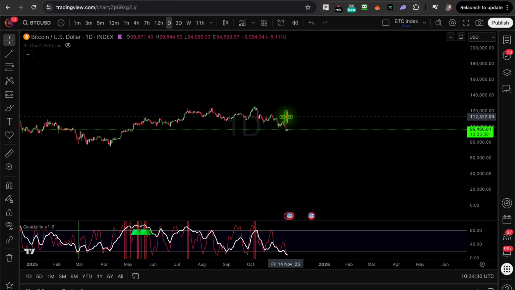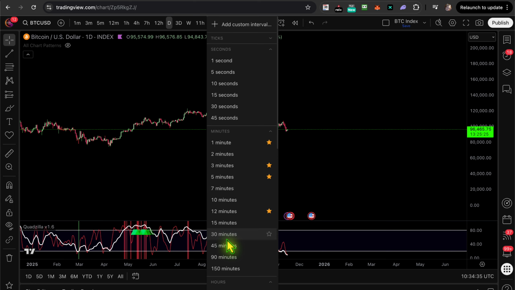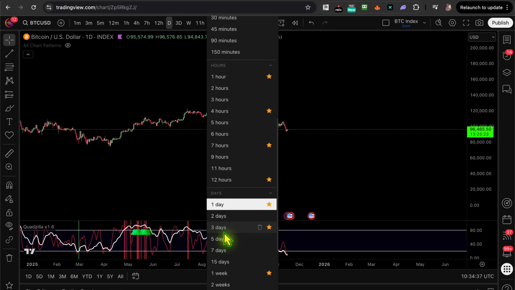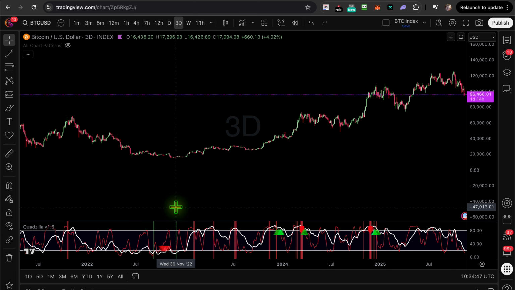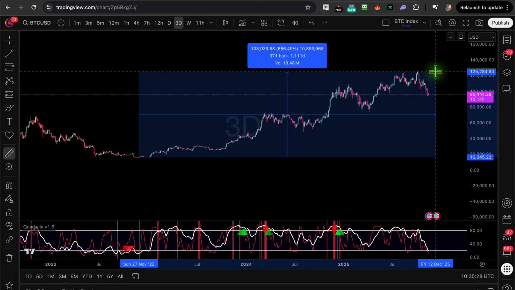Now, could this get more extreme? Well, yeah, it could. I mean, we could be looking at something like a background on the 3-day time frame, for example. And the last one of those we saw was here in November 2022. Now, unfortunately, Quadzilla didn't exist in those days, but if it had, and you were looking at the 3-day time frame, you might have gone long there. And if so, to the all-time high, you would have got a rather devilish 666% increase. So hopefully you can see the power of Quadzilla.